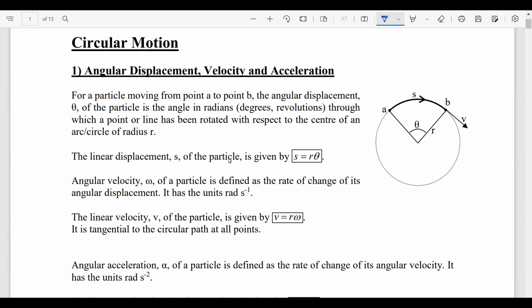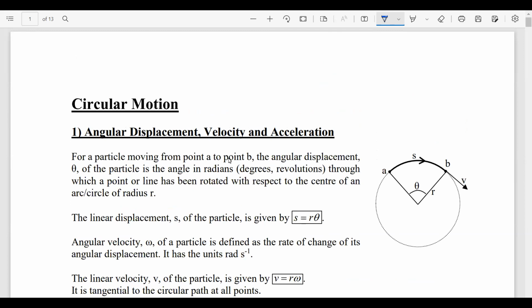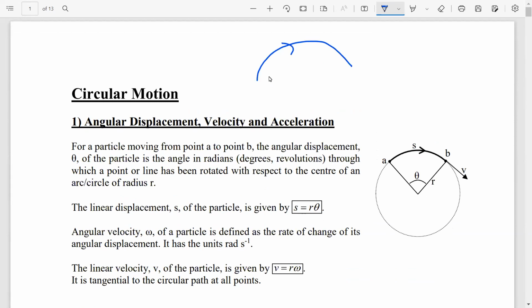So first thing you all will need to know is, I think this is the extension from last lesson: for an object that is moving at a constant speed in a circular path, is there an acceleration? Why? The magnitude doesn't change, even though it's a constant speed, but there is a change in direction. Velocities are vectors. So because of that, there is a change in velocity and there must be an acceleration.